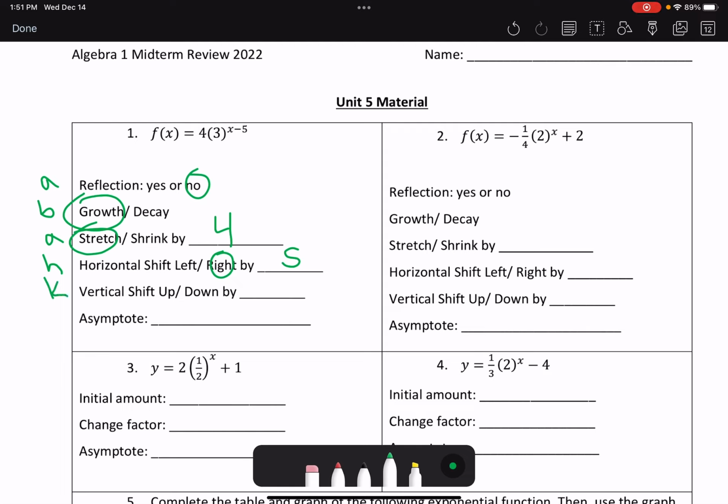My k value is going to determine both my asymptote and my vertical shift up or down. In this case, my k value is 0, so I don't have a shift up or down because it's by 0, and my asymptote is at y equals 0.